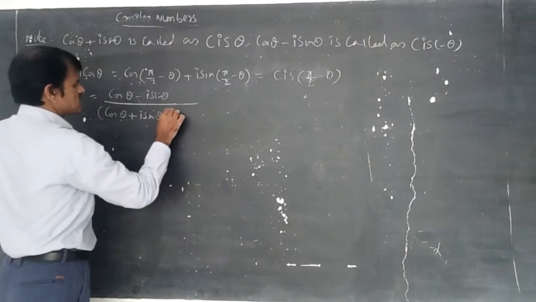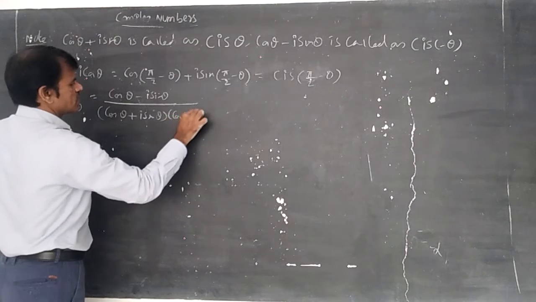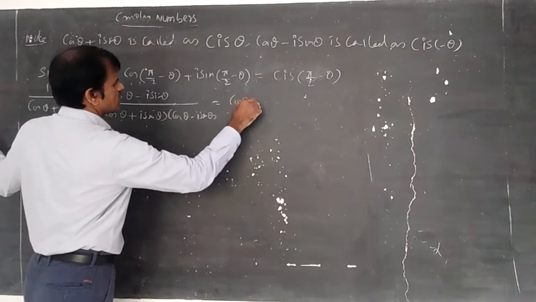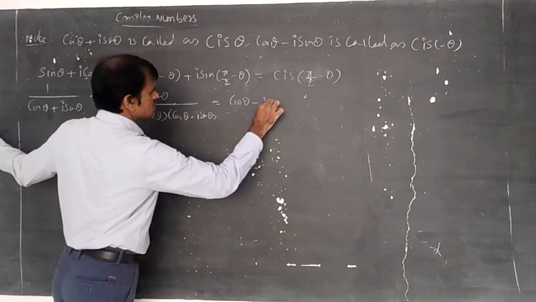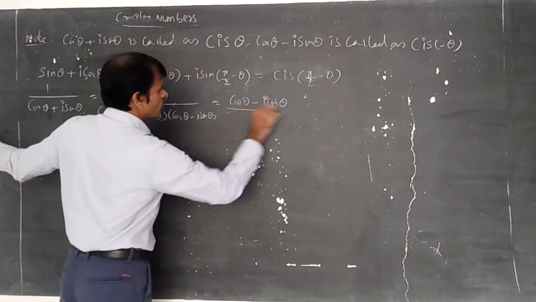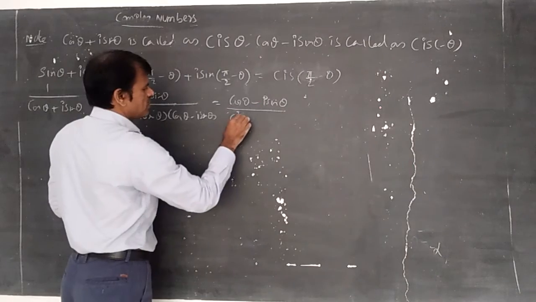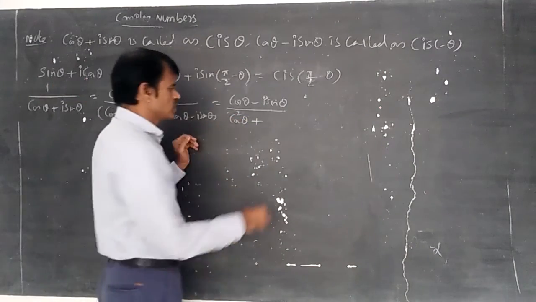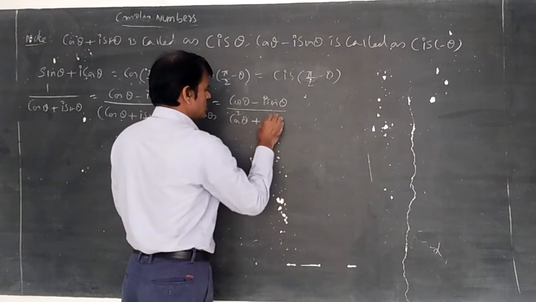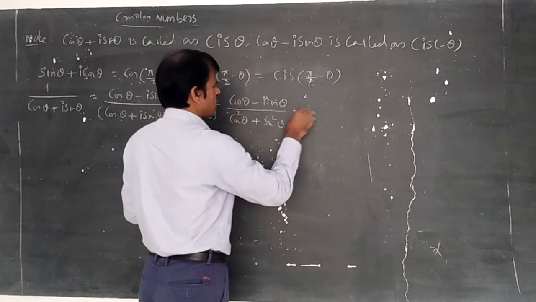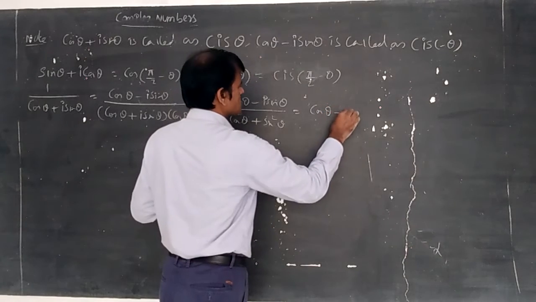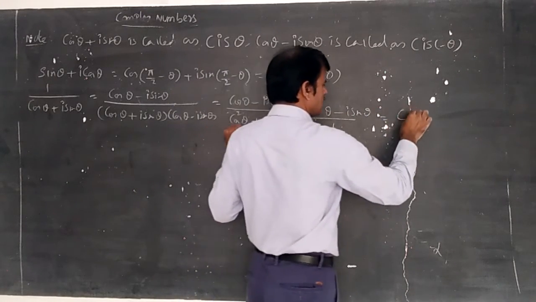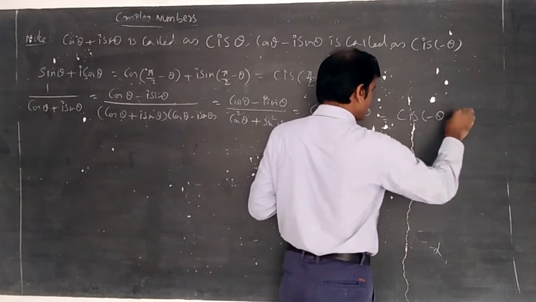Here, (cos theta plus i sin theta) into (cos theta minus i sin theta). Students, in the denominator you write directly cos theta minus i sin theta. Plenty of times I said the formula (a plus ib) into (a minus ib) is a square plus b square. So it is cos square theta plus sin square theta. So cos theta minus i sin theta by 1. You can write this one as cis of minus theta.